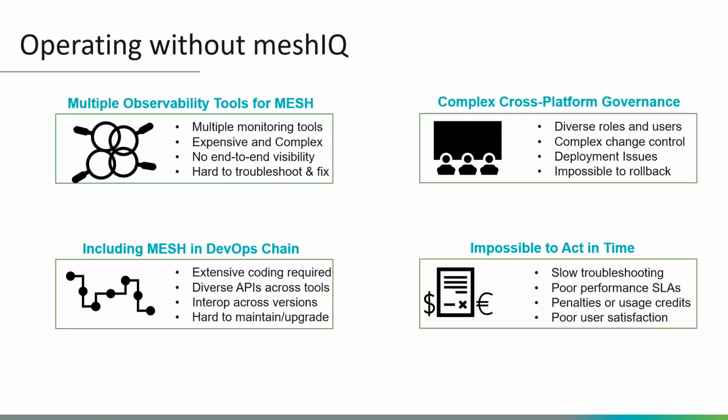So if you look at the traditional tools, without using something like meshIQ, then you're going to have a number of issues. You're dealing with multiple tools. Typically, you're having to deal with a tool for Kafka, a tool for IBM MQ, a tool for this, a tool for that, right? They're difficult to manage and hard to use, especially when you're dealing across the mesh. And of course, once you have a mesh, you have a lot of complexity.